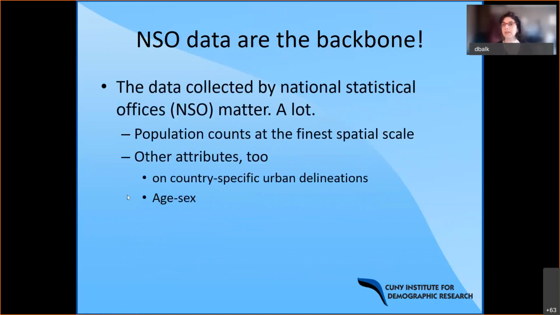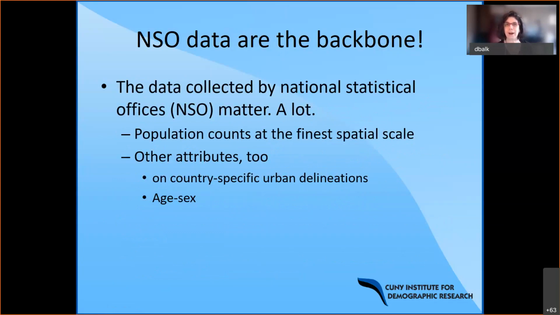I would argue that the NSO data are a backbone. The data collected by national statistical agencies matter a lot. Population counts at the finest scale, I can't stress that enough. I'll show you a graph on that in a minute. Kit knows this very well.